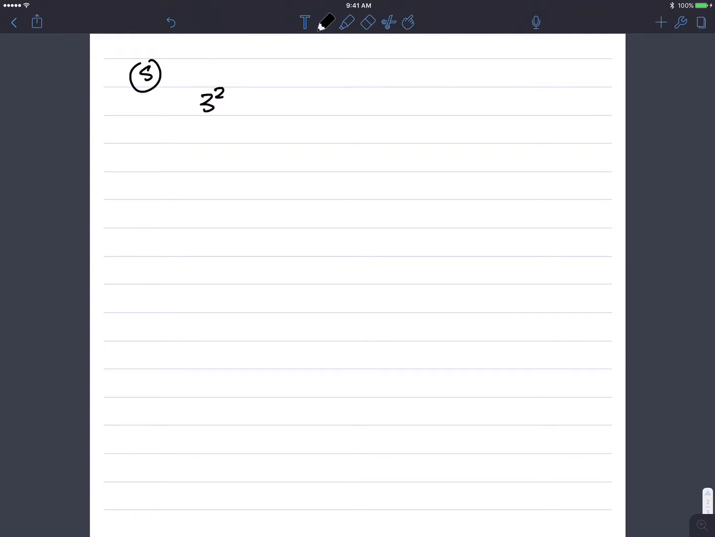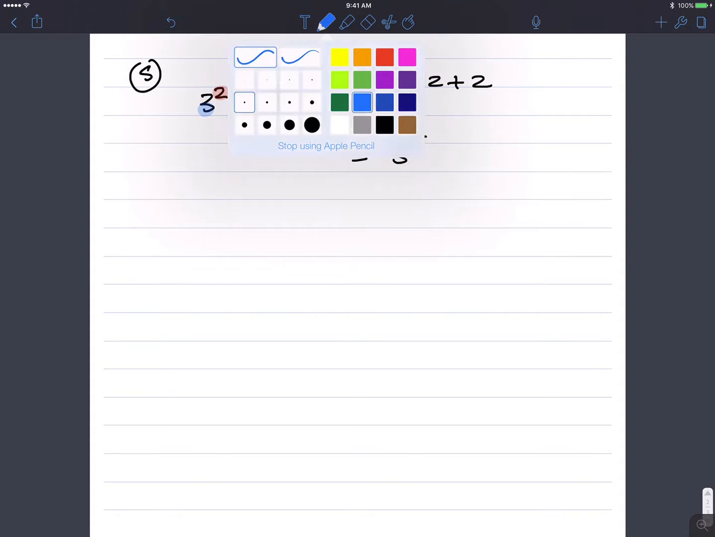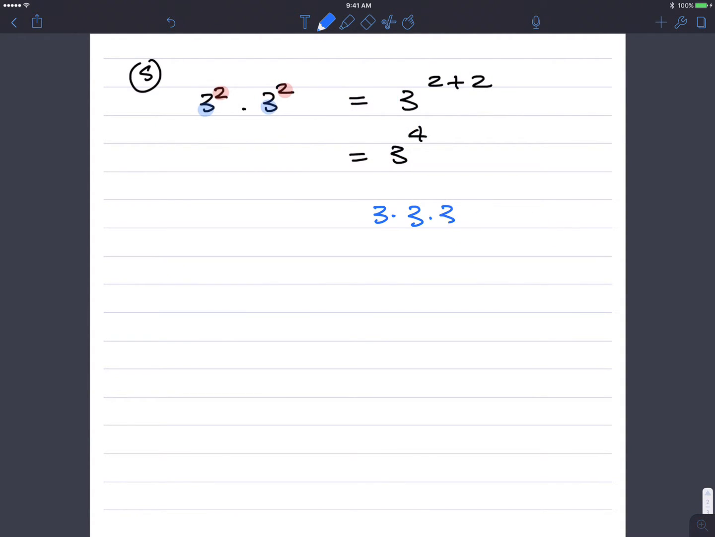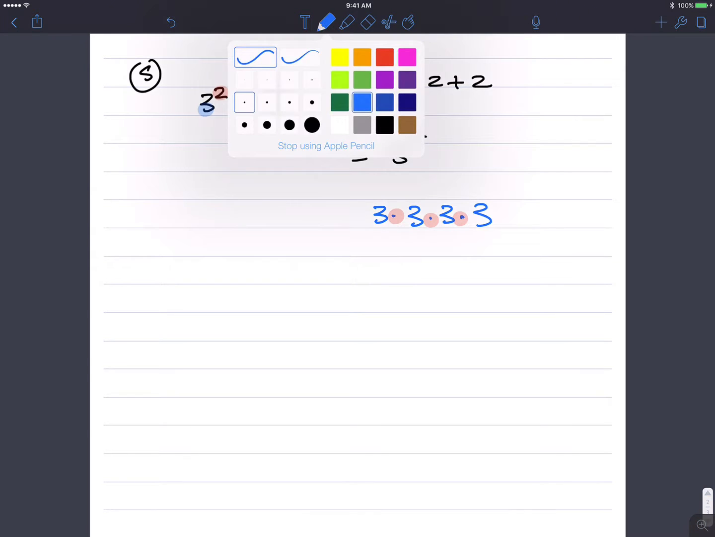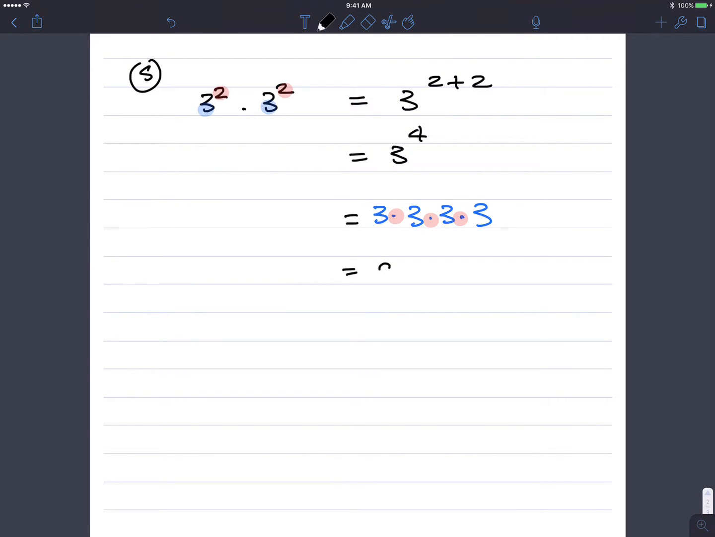Number 5 is 3 squared times 3 squared. Notice again, same base, and we're going to add the powers. So we keep the base, and we add 2 with 2. We get 3 to the 4th power. Remember what this means. I got 1, 2, 3, 4 3's, and we're multiplying these numbers together, this base 3. So 3 times 3 is 9, times 3 times 3. 9 times 3 is 27, times 3, and 27 times 3 is 81. This is number 5.